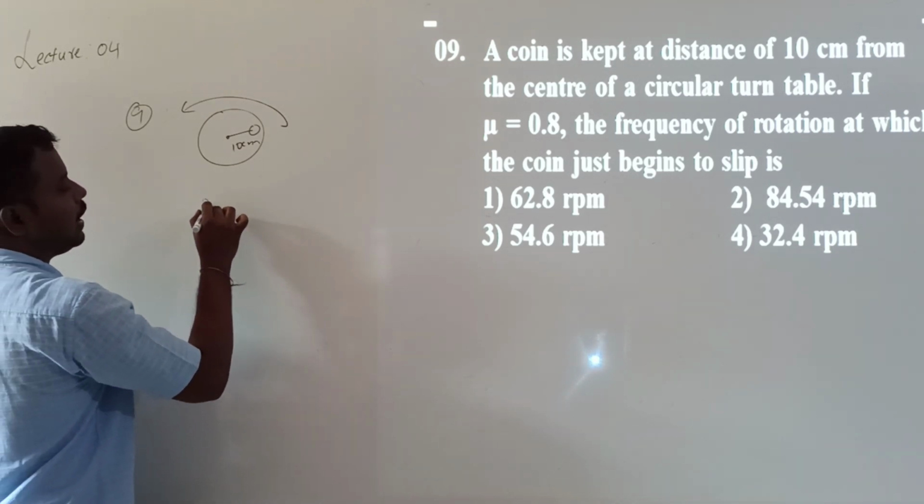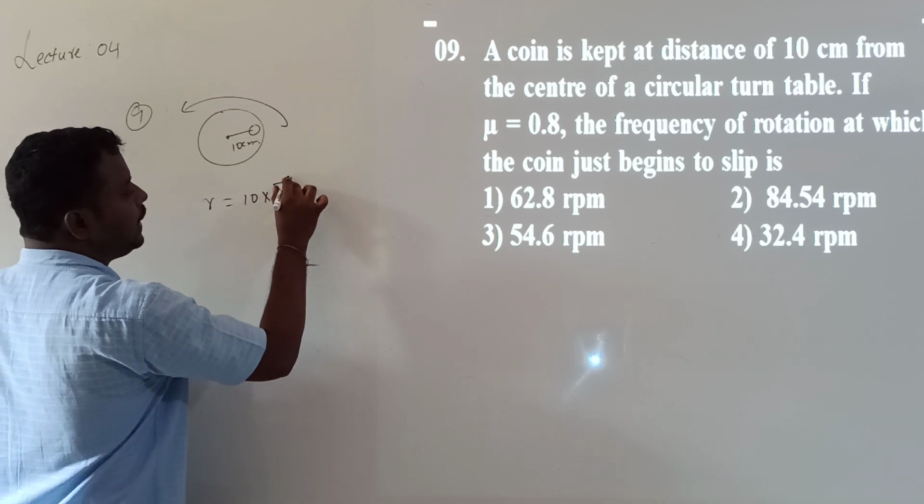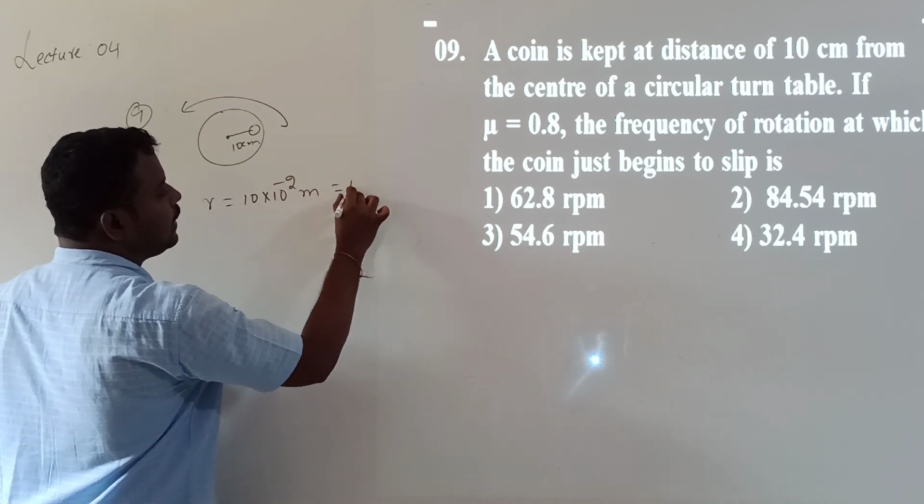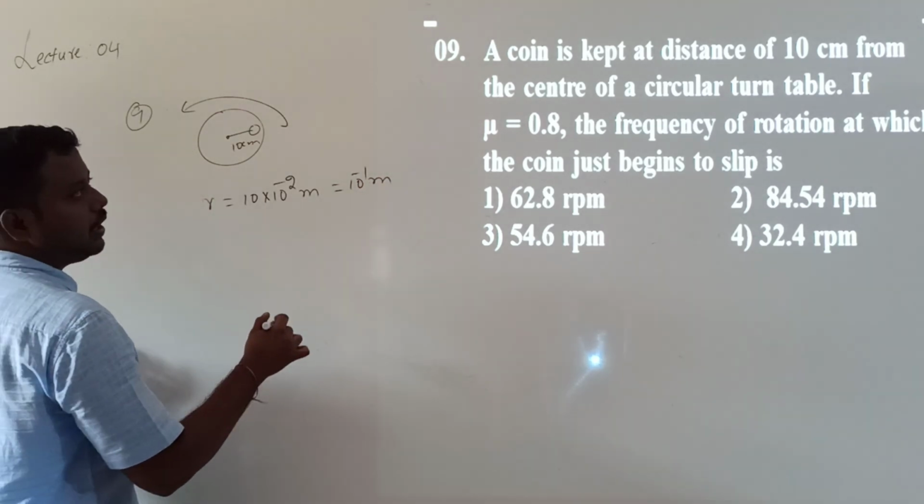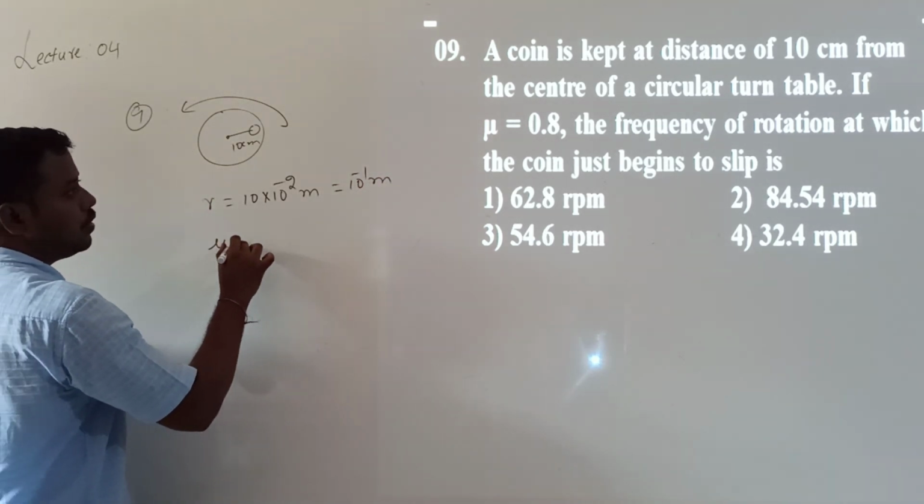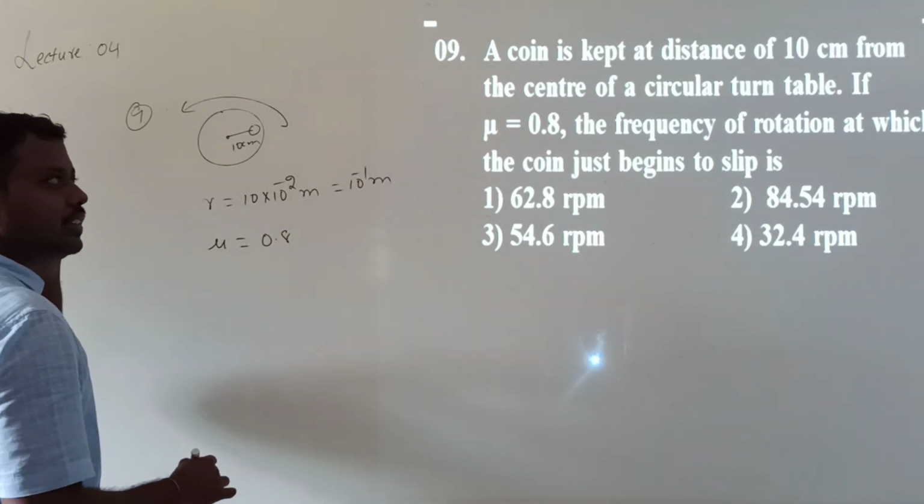Now, they have given the circular turntable and the mu value. The radius is given as 10 centimeters, that is 10 into 10 to the power of minus 2 meters, which is 10 power minus 1 meters. Then the mu value is given: mu is equal to 0.8. They are asking us to calculate the frequency of rotation.